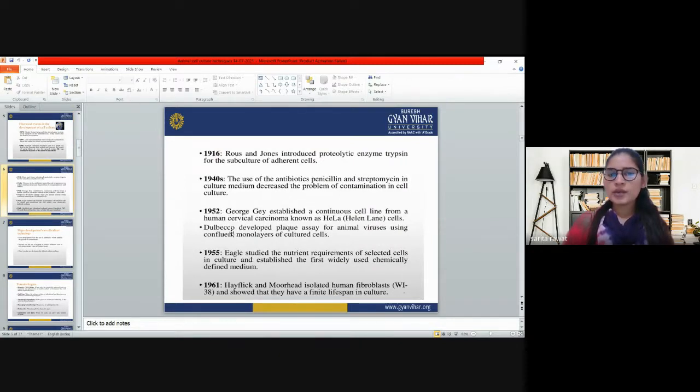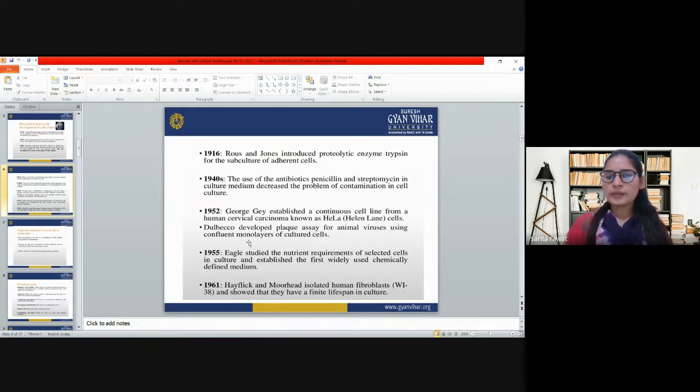In 1960, Rous and Jones introduced the proteolytic enzyme trypsin for the subculture of adherent cells. In the 1940s, the use of antibiotics penicillin and streptomycin in the culture medium decreased the problem of contamination in cell culture. In 1952, George Gey established a continuous cell line from a human cervical carcinoma, which is known as HeLa cells.